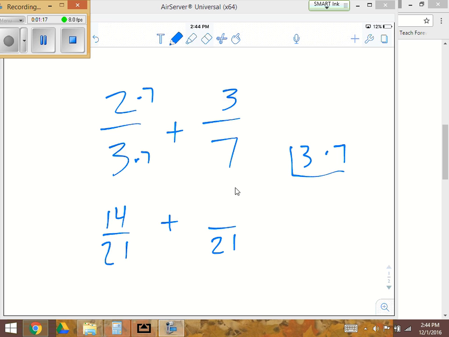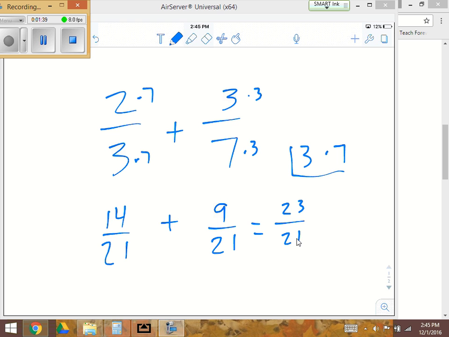Now, what did we do to the 7 to make it 21? Well, we multiplied it by 3, so you have to do the same thing to the numerator. 3 times 3 is 9. Now that we have a common denominator, we can add the numerators. So 14 plus 9 equals 23 over 21.